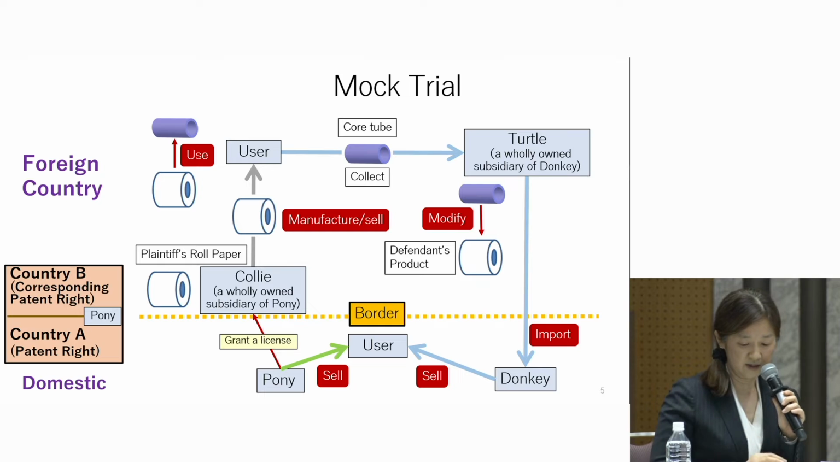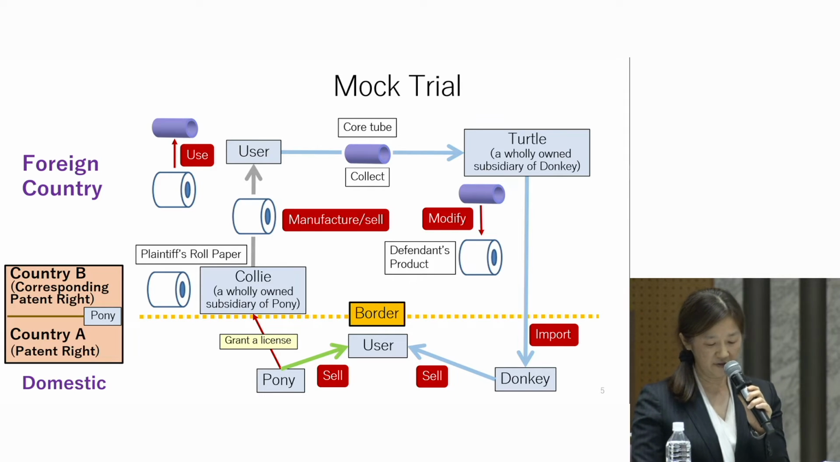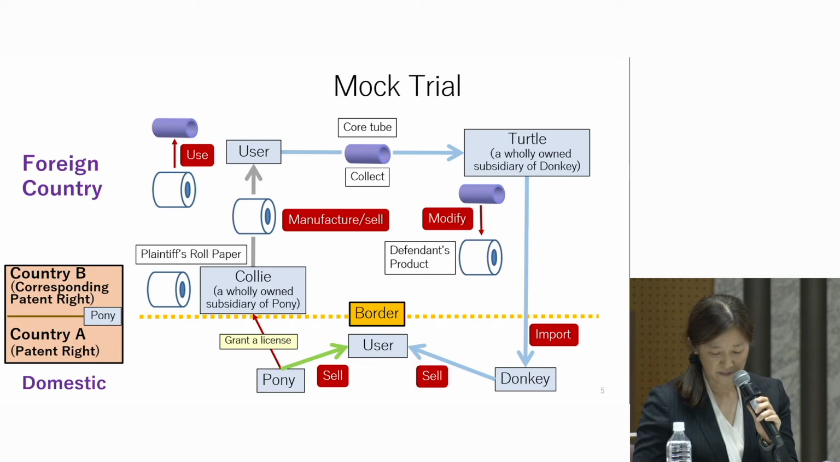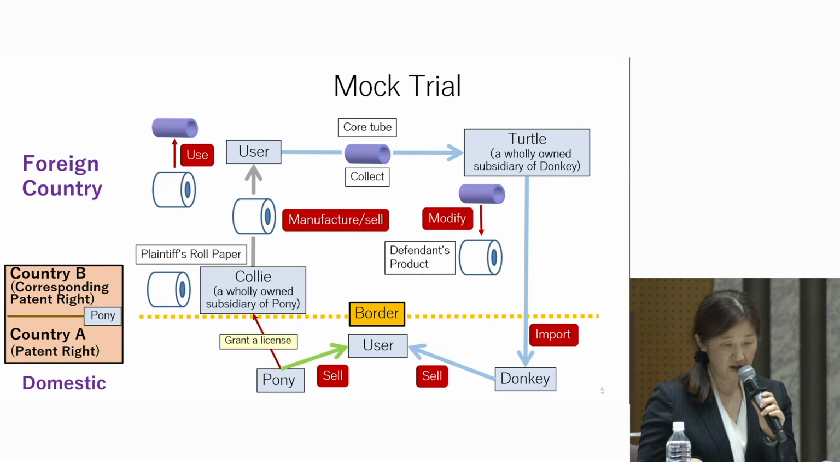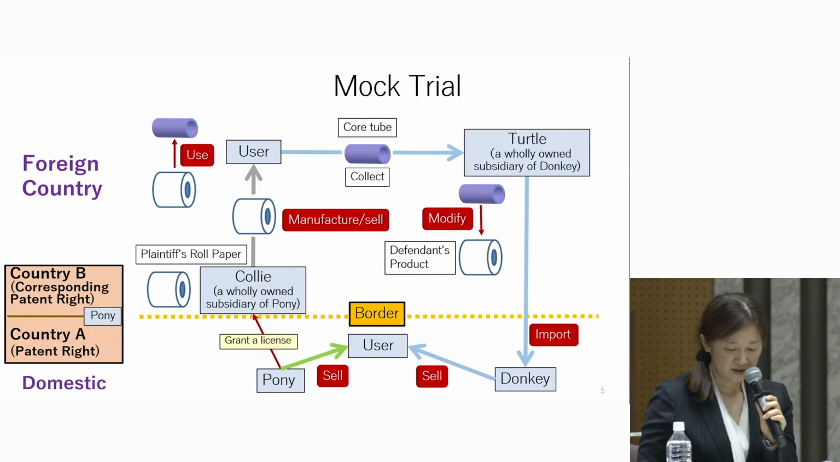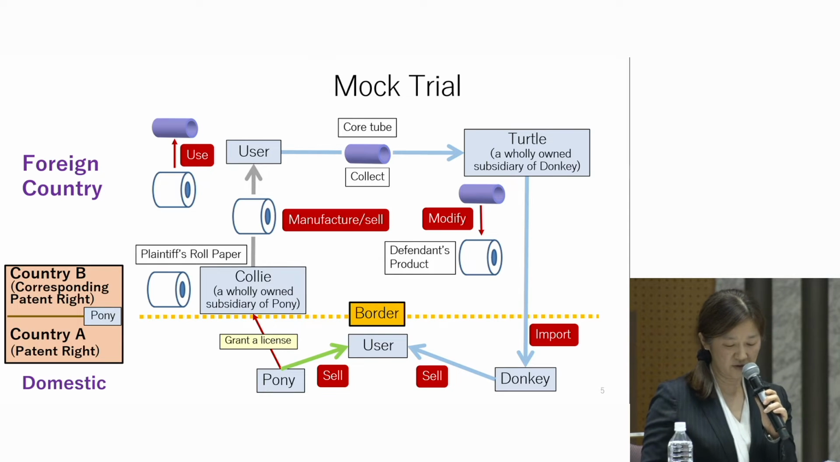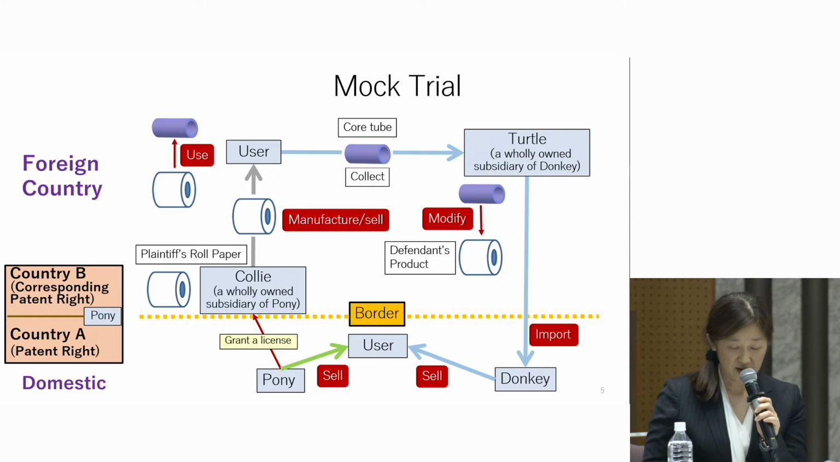So, a quick look at the mock case. In this case, Cori, a subsidiary company of the plaintiff, sells the plaintiff's products, roll paper, in country B, and Tato, the subsidiary company of the defendant, collects part of the plaintiff's product, the core tubes, from users, and manufactures the defendant's products using or modifying the collected core tubes in country B. The defendant imports the defendant's products into country A and sells them to users. So the plaintiff files a patent infringement lawsuit against the defendant, seeking an injunction.